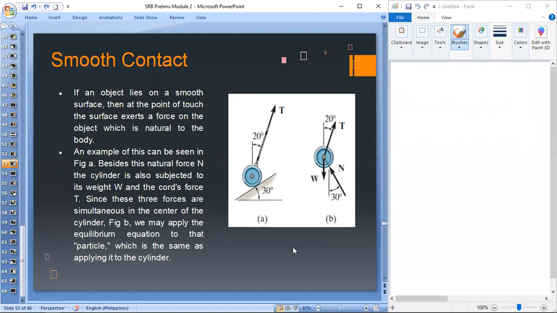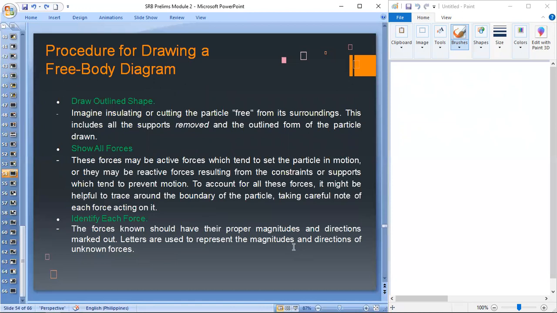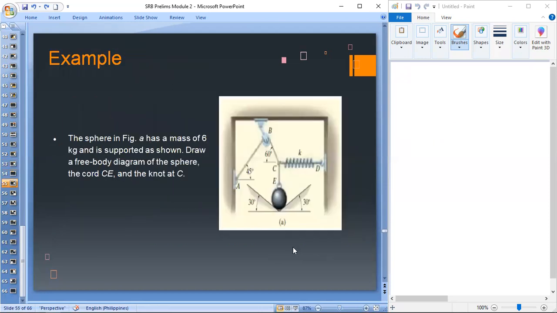Okay? So, procedure of drawing a free body diagram. Sinasabi ko na din, module 1 pa lang, na dapat mag-draw kayo. Kumbaga, alam nyo kung parte-parte yung mga parts, kasi sa susunod magagamit nyo yun. So, first is draw the outline shape, and then show all forces, then identify each one. So, we have an example here.